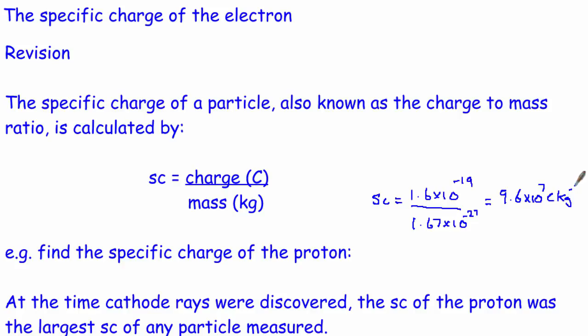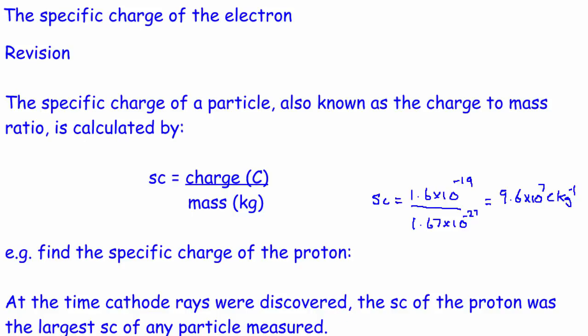Now this number was particularly important at the time when they were looking at cathode rays and things, because at the time this number was the largest specific charge of any particle. So really what this meant was that provided the charge was the same, it really had the smallest mass. They didn't know it was a proton at the time, they simply knew that it was the particle that had the largest specific charge. So from a historical point of view, that's really, really important.